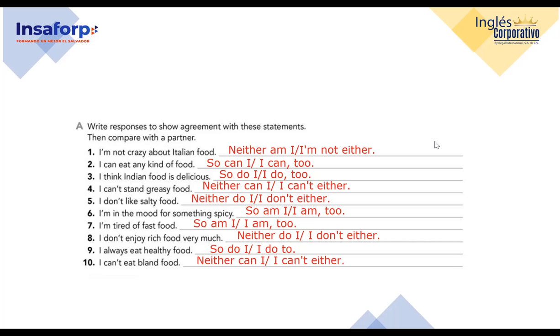But if you disagree, for example, I'm not crazy about Italian food. Y yo no estoy de acuerdo con esta person. ¿Cómo digo eso? I like it. Okay. Very good. I like Italian food. Yes, so I like Italian food. ¿Qué hago? Digo una sentence que vaya al contrario de la primera que me dice, el original. Yes. Exactly. Very good. So this is the way we show disagreement with something, right? You say something different. Very good. Any questions about this? Okie dokie.